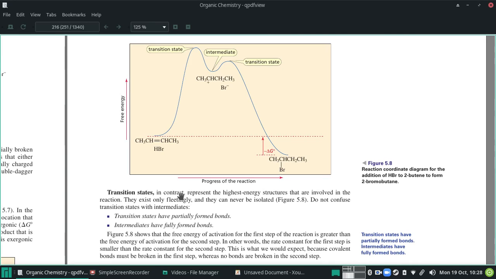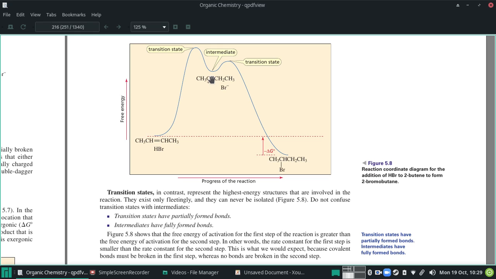Okay, doing a quick little video on these reaction coordinate diagrams. Now, the picture I have here is right out of our textbook, and it shows the reaction coordinate diagram for the reaction of 2-butene with HBr going on to 2-bromobutane. And it shows the intermediate steps where we're creating the carbocation, and it shows that there are transition states. So this is the type of mechanism or diagram that we get if there's a two-step reaction.